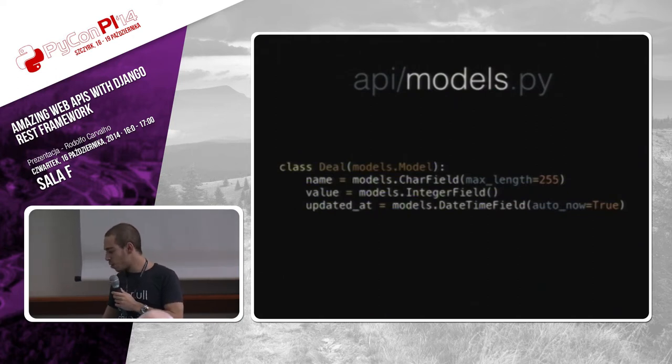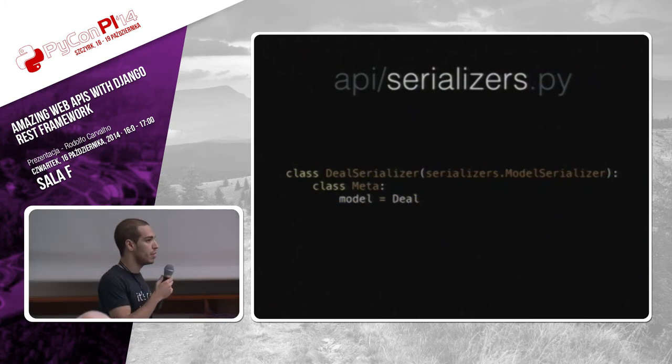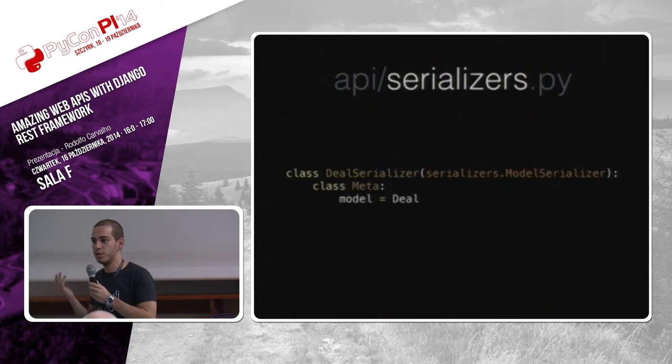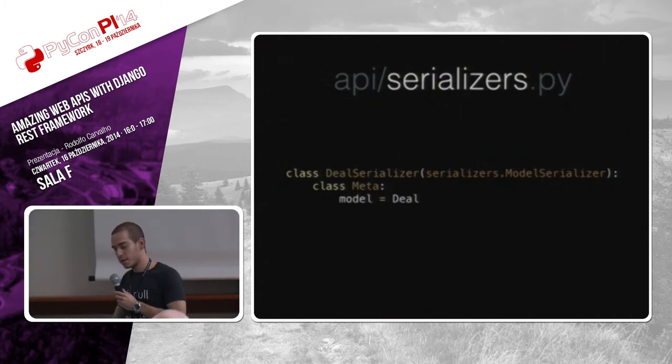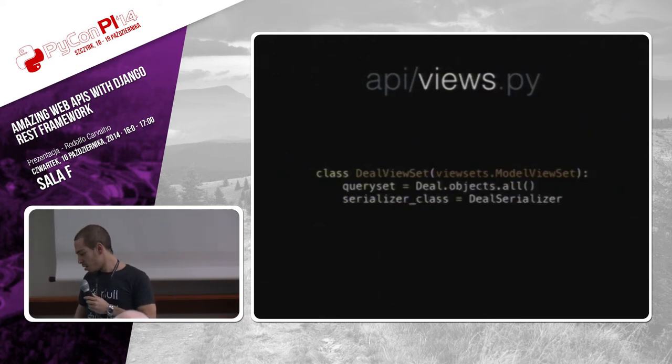And then, okay, how do you go from here and actually start putting this on the web as JSON? To do that, you need a serializer. And with Django REST framework, it's as simple as this. Boom. You just declare which model the serializer is related to, and the framework will do the magic for you.